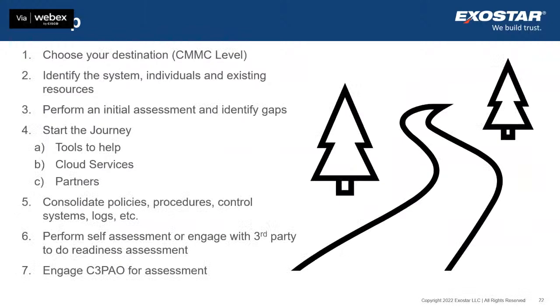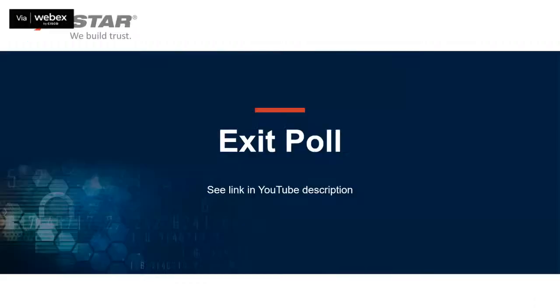So again, just a recap on that roadmap. You want to choose your level, you want to identify the system, you want to perform that initial assessment to identify those gaps. You want to use tools or partners to help you close out those gaps. You then want to consolidate those policies, put them in one place. So when you do engage with that assessment organization, you have that single place where you can work with them so they understand how you do things. You can easily explain to them how those things work, and you can, if you will, lessen the burden of the assessment itself.